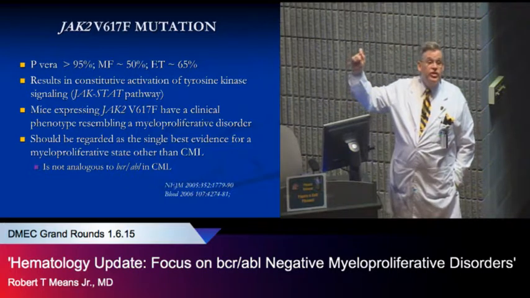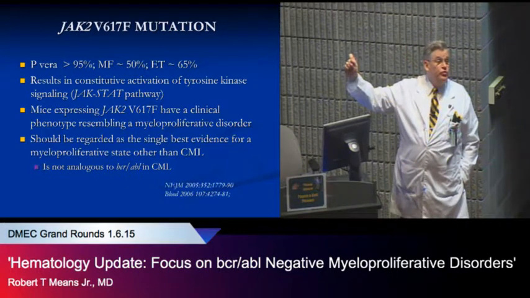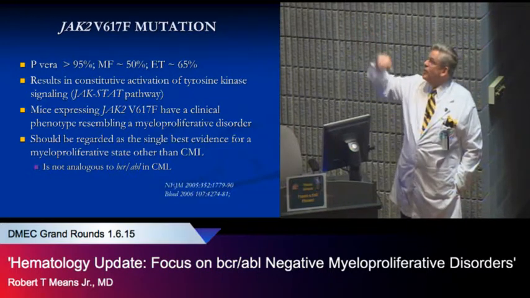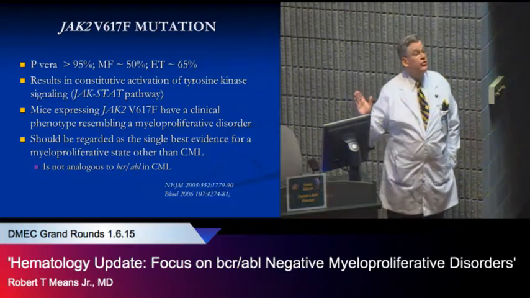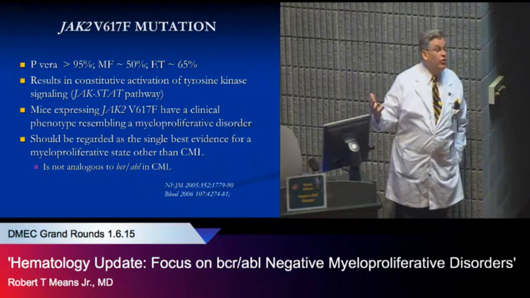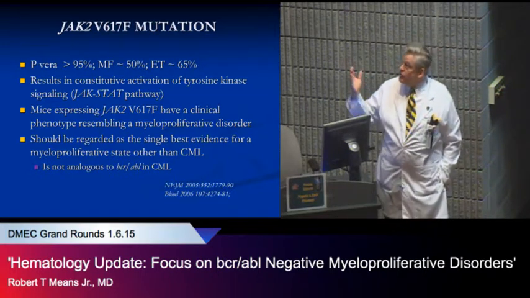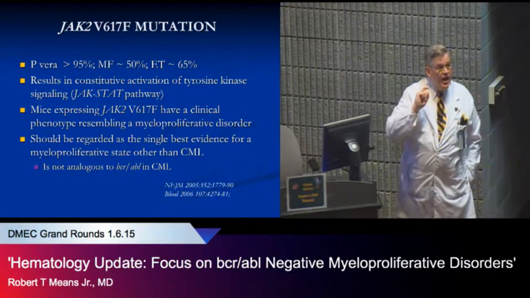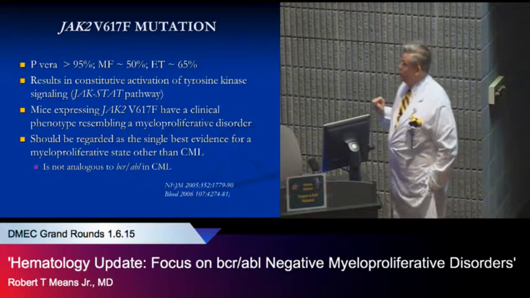CML, which is pathognomonic, which diagnoses the disease, which entirely controls the pathophysiology. This actually just needs to be thought of as proof of a myeloproliferative disorder. The fact that you have it in P. vera, myelofibrosis, and essential thrombocytosis, any or all, doesn't make a disease diagnosis. It's just clonal evidence of a myeloproliferative disorder.